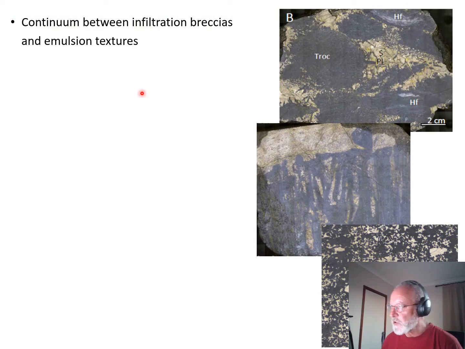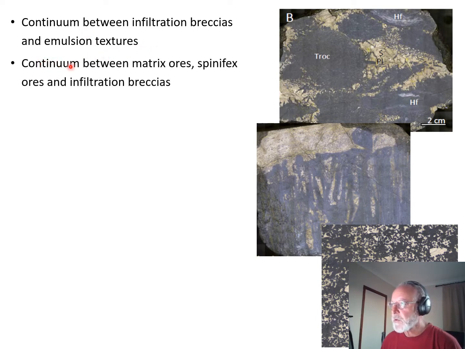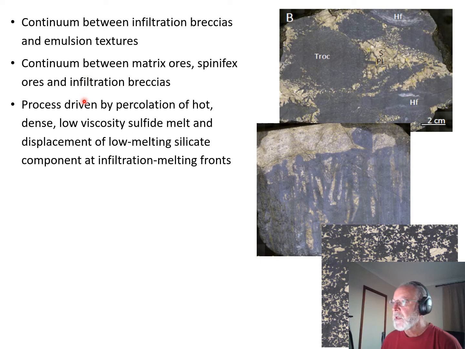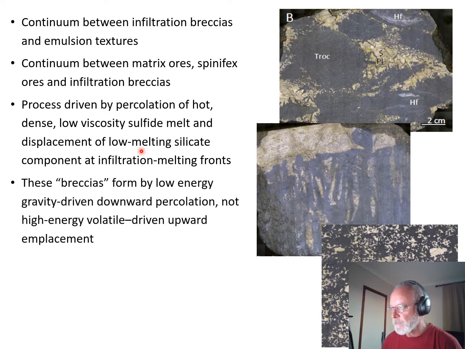So, some general conclusions before we look in a little more detail at Nova. Putting together all of the stuff we've been talking about over the last hour, there's a continuum between infiltration breccias and emulsion textures. They're all forming by similar processes. There's also a continuum between matrix ores, patchy disseminated ores, spinifex ores, and infiltration breccias. They're all forming by essentially the same process. This is the sulfide hot knife through butter concept. The process is driven by percolation of hot, dense, low viscosity sulfide melt and displacement of the low melting silicate component, either at infiltration melting fronts or within crystal mushes within the intrusion.